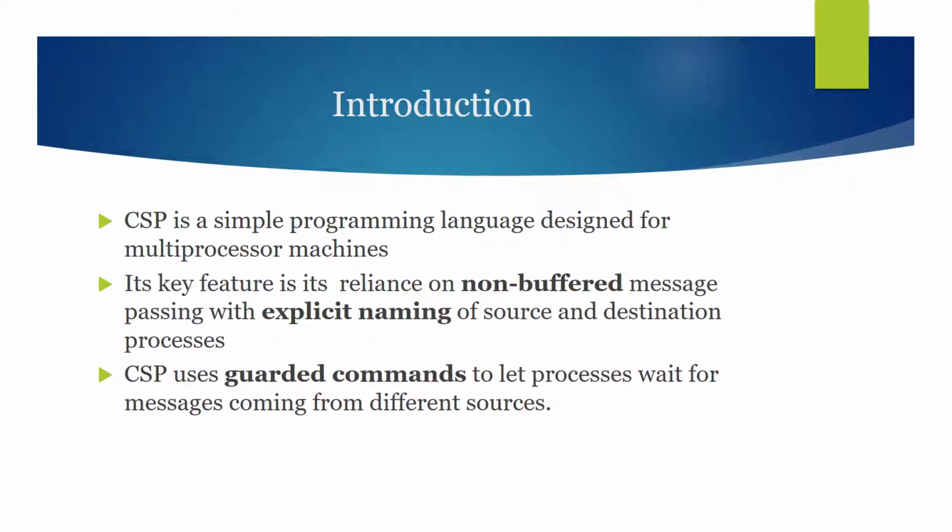We come here to the introduction. CSP is a simple programming language designed for multiprocessor machines. Its key feature is its reliance on non-buffered message passing with explicit naming of source and destination process. CSP uses guarded commands to let processes wait for messages coming from different sources.